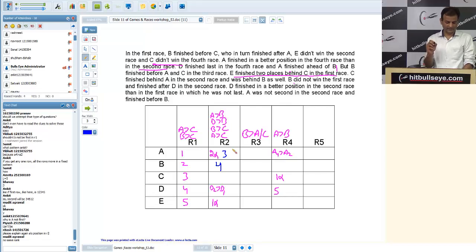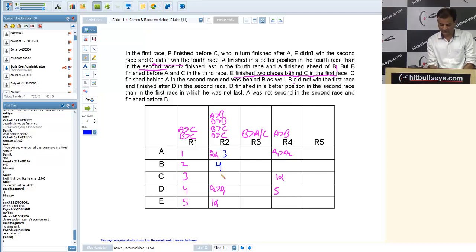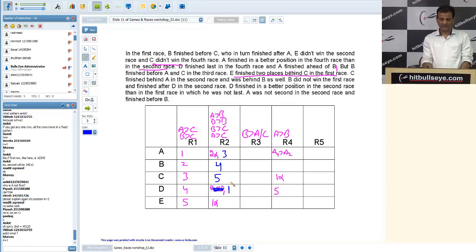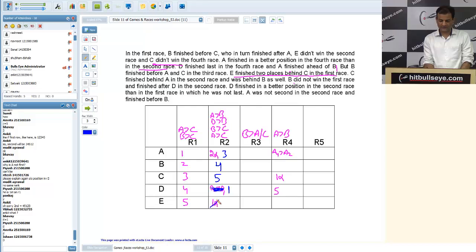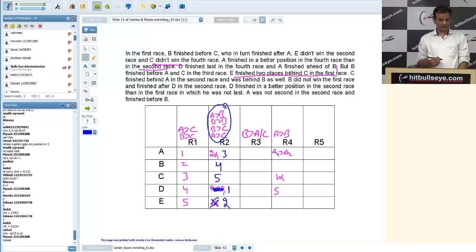Clear? Now C has to be 5. E cannot be 1. So that means what is the first place? Here D has to be 1 and E has to be second. So this is the combination of the information which is given in race 2. According to this combination we can put the values.